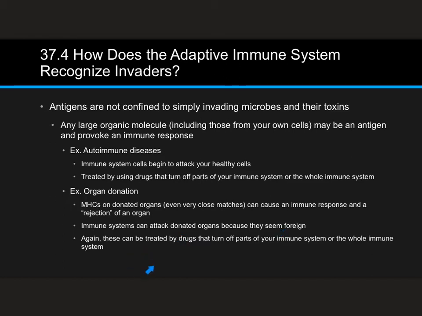So how do you treat this? Anyone who gets an organ donation will be treated with these immunosuppressant drugs. Basically, just like autoimmune diseases, they're treated by drugs that turn off parts of your immune system or the whole immune system. So you shut off the immune system for a while, or indefinitely if it's really bad, so that the person who's getting the transplant doesn't reject that organ.